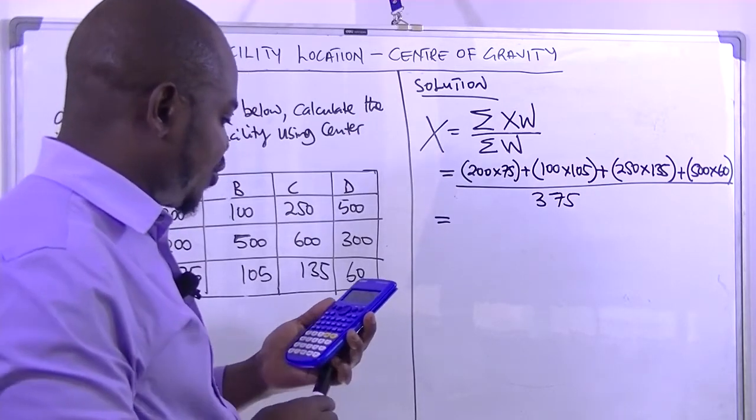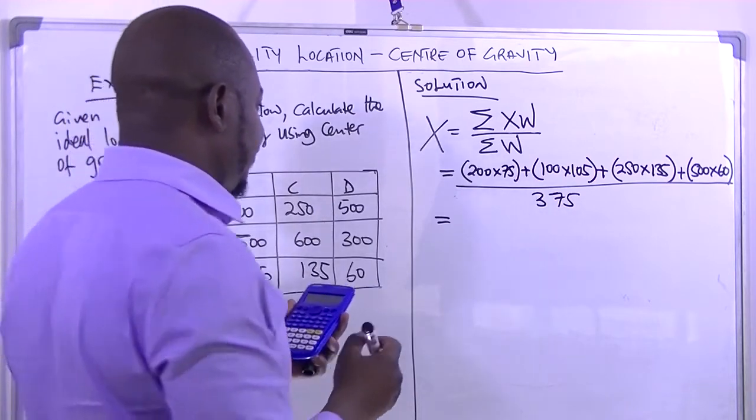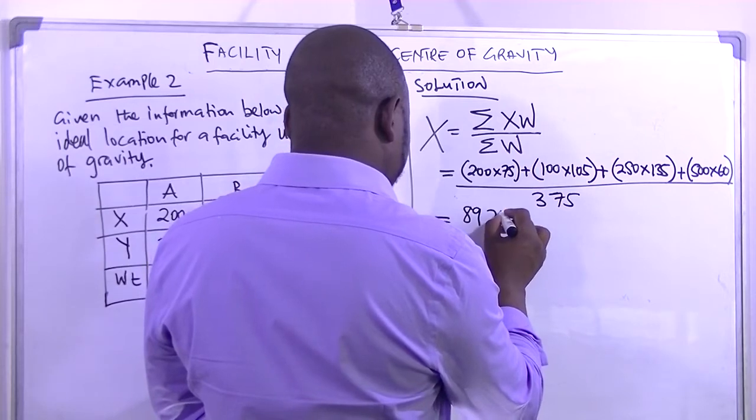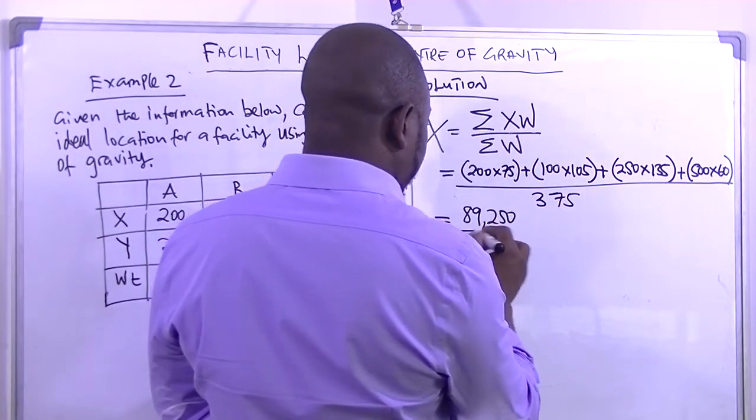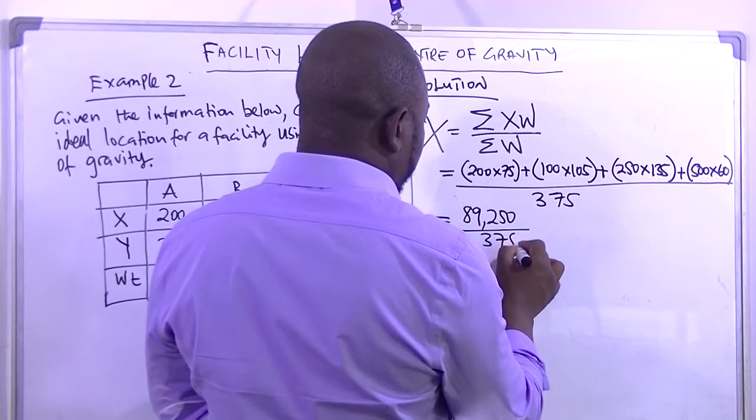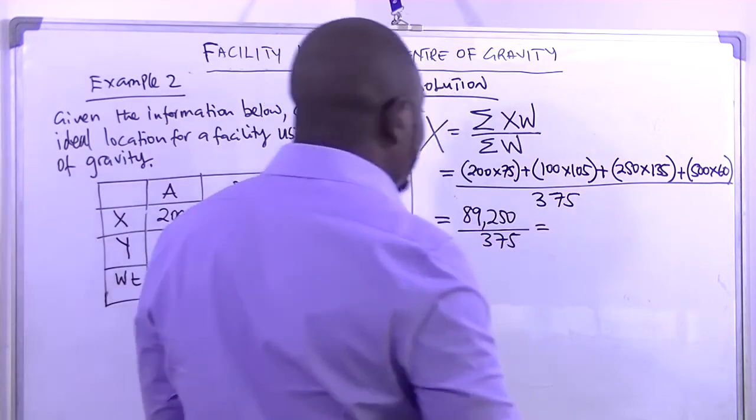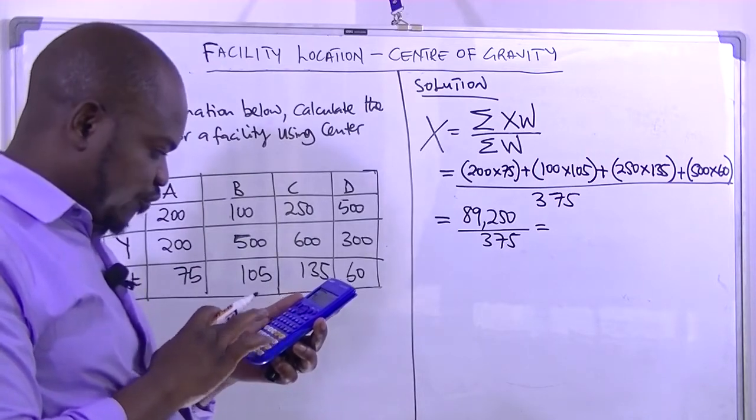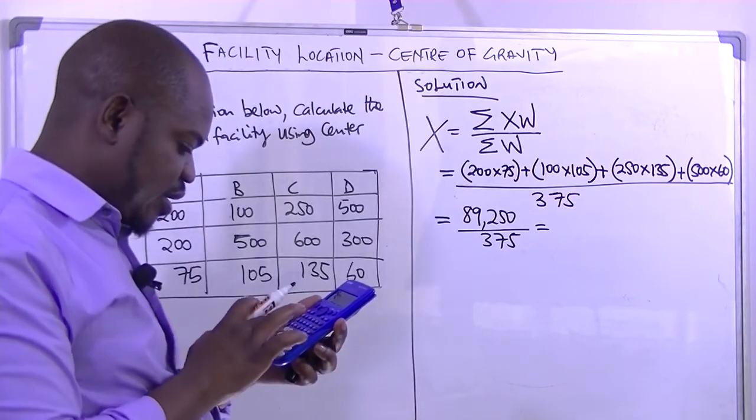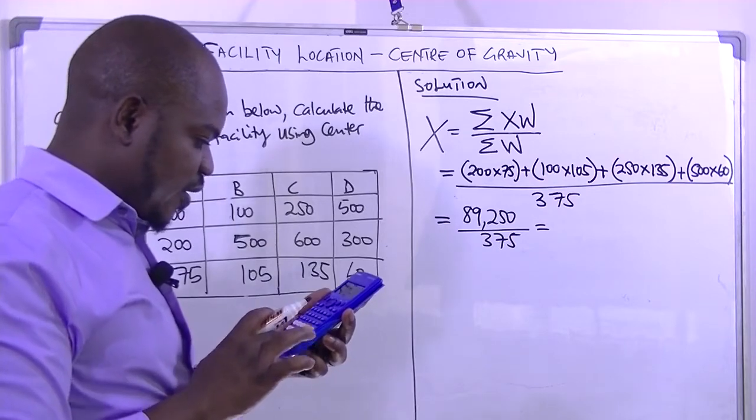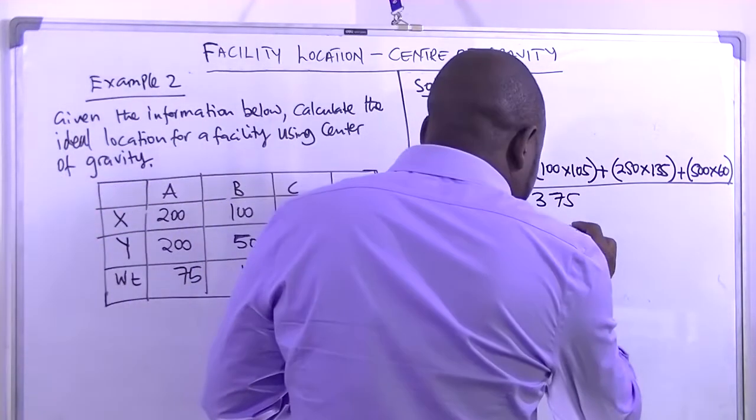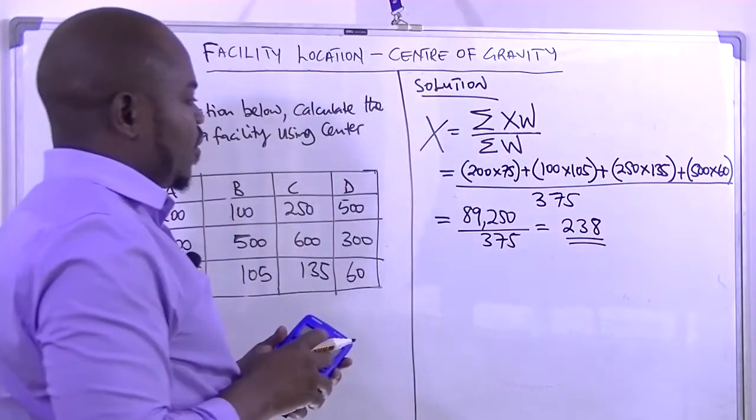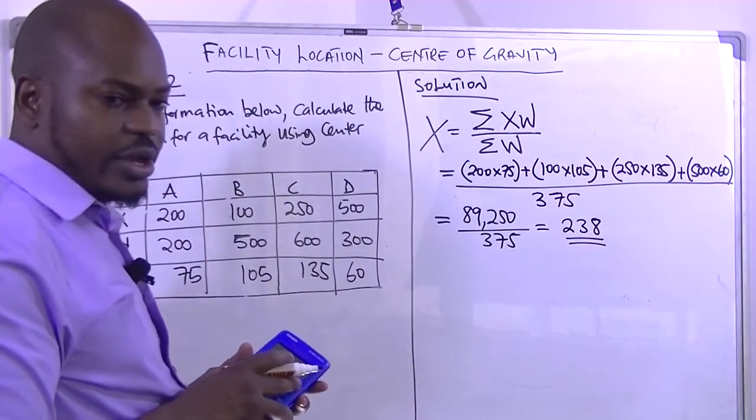I'm getting something like 89,250 over 375. So I have my X coordinate. 89,250 divided by 375, 238 is my X coordinate. So I found what my X is. I need to find my Y.